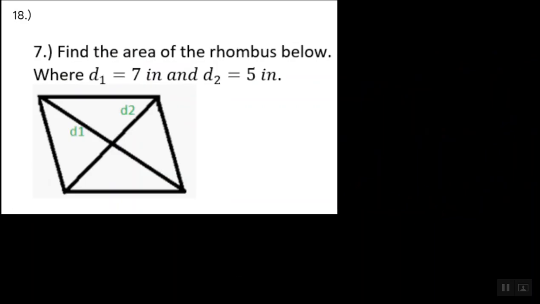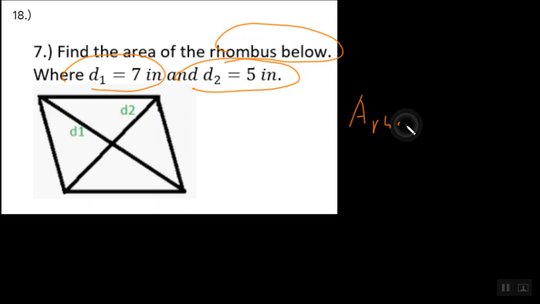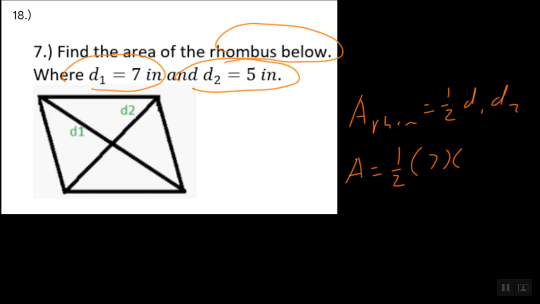Okay, and our last one, problem 18. Find the area of the rhombus below, where D1 is 7 and D2 is 5. Well guys, this one's really straightforward. Remember, we know that the area of a rhombus is simply equal to 1/2 times D1 times D2. So in this case, we can just say 1/2 times D1 is 7 times D2 is 5. And if you multiply those three numbers together, you'll have the correct answer.